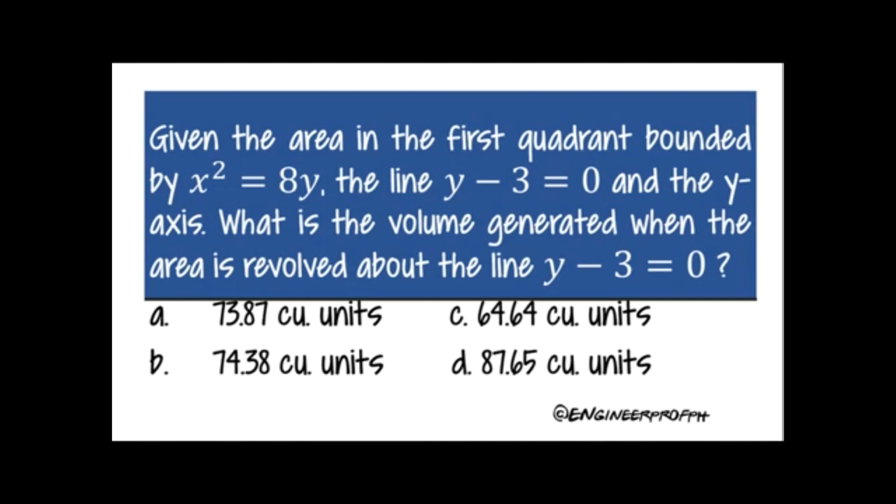So, let's graph the curve. We have here x squared, so it's either upward or downward. The y is positive, so it means this is upward. The vertex, guys, is 0, 0.